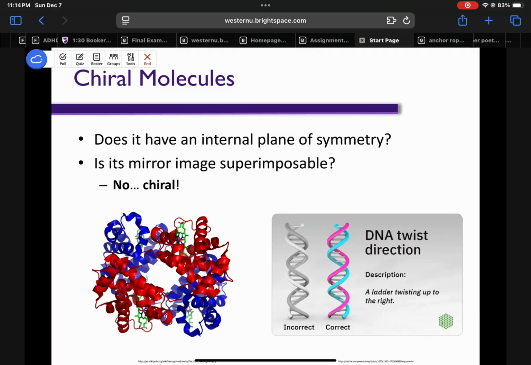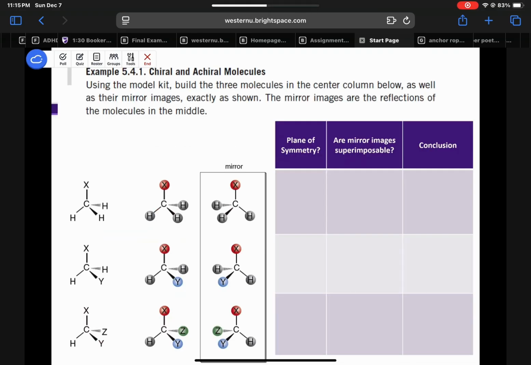So chiral molecules are important. We can identify chiral objects, and today we are going to talk about chiral molecules. Your proteins, your DNA, sugars, all of these molecules are chiral. They do not have an internal plane of symmetry, and their mirror images are non-superimposable. So now we're going to use our model kit and build some chiral molecules and work to identify when a molecule is chiral and when it is not.